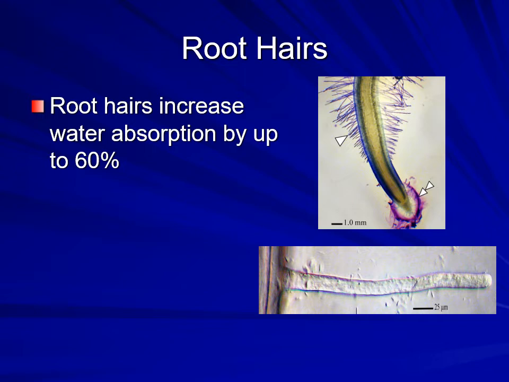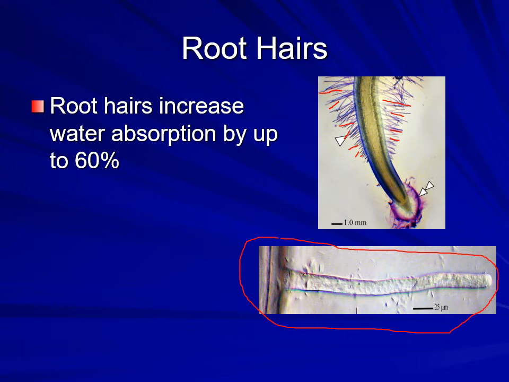Moving on up the root, we look at root hairs. So there's lots of little hairs coming off this root. Most roots have root hairs, pretty much all of them. They're just different densities and lengths. This is a close-up of a root hair.